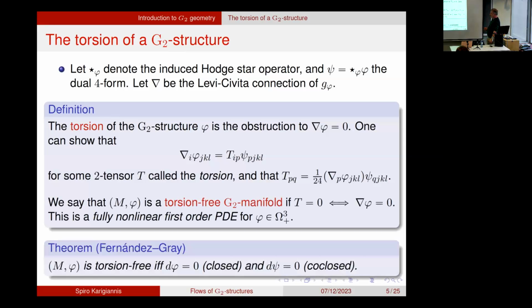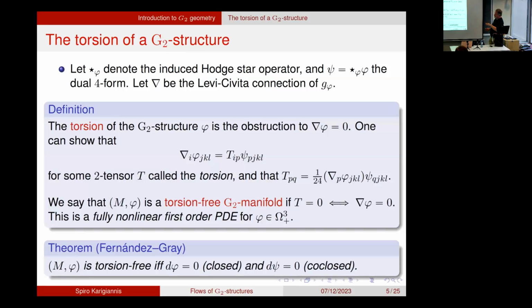Okay, so this, as I said, is a fully nonlinear first-order PDE for this unknown positive 3-form. Something that's not obvious, proved by Fernandez-Gray in the early 80s, is that being torsion-free is equivalent to being closed and co-closed. Of course, any parallel form is always closed and co-closed, but the converse is true too. If it's closed and co-closed, then it's necessarily parallel, and you don't need any assumptions of compactness here. This is just a representation theory proof.